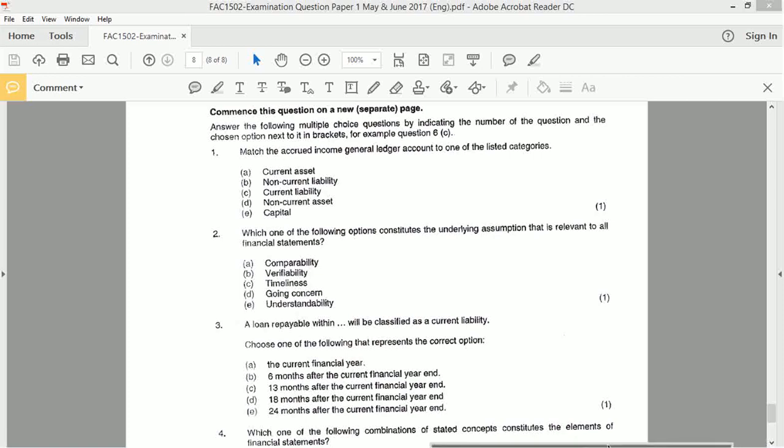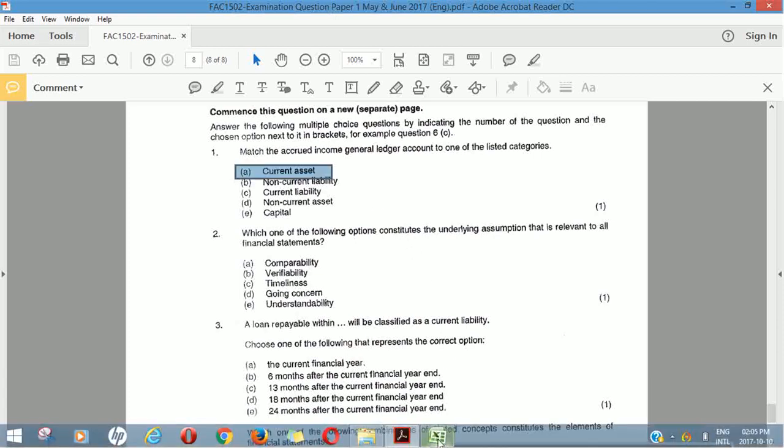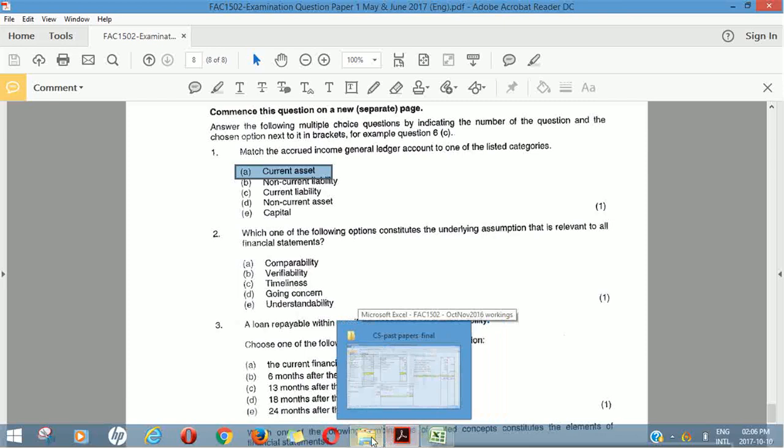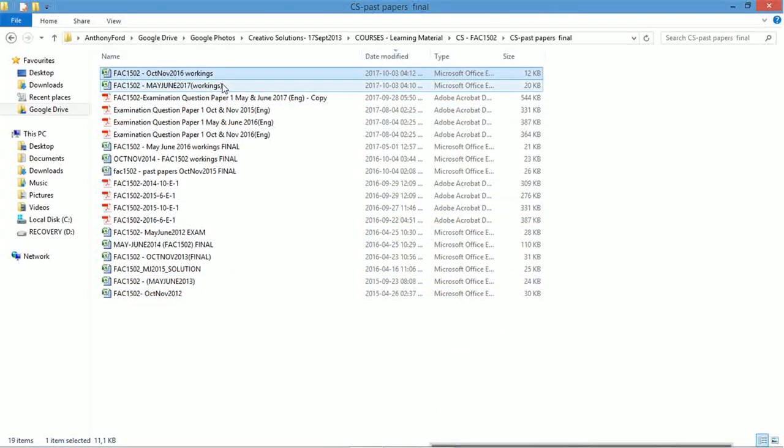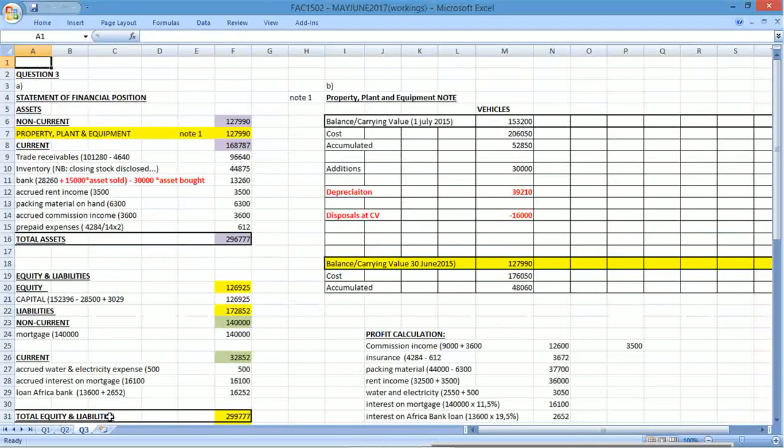So what is accrued income? Do you remember the definition? Yes, it's income that's basically built up over a period of time that's not been paid. Similar to debtors. Good, so that's a current asset. So the answer to number 1 is current asset. Let's record that in our workings.